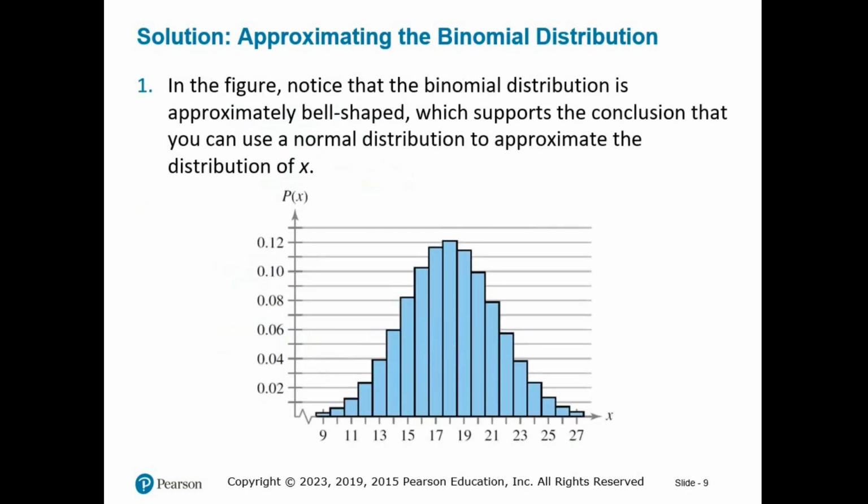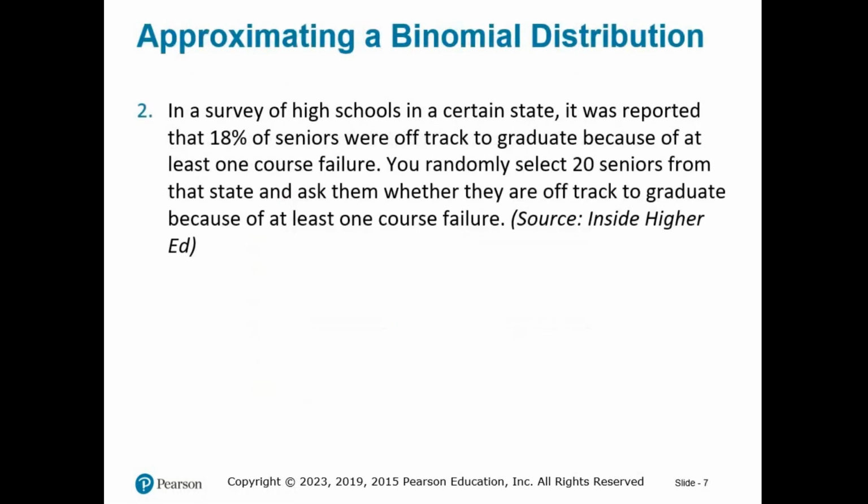When we graph it, it looks something like this. The binomial distribution is approximately bell-shaped, which supports our conclusion that we can use the normal distribution to approximate the distribution of x. Okay, now back to number 2. In a survey of high schools in a certain state, it was reported that 18% of seniors were off track to graduate because of at least one course failure. You randomly select 20 seniors from that state and ask them whether they are off track to graduate because of at least one course failure.